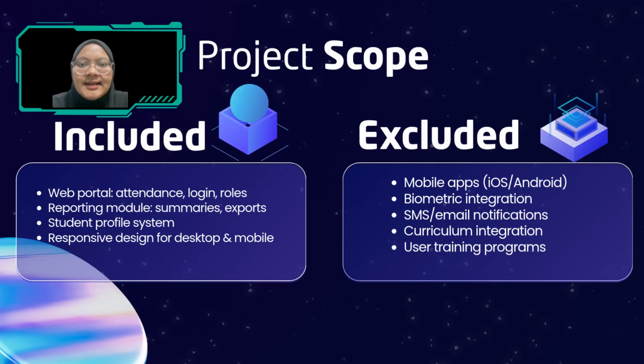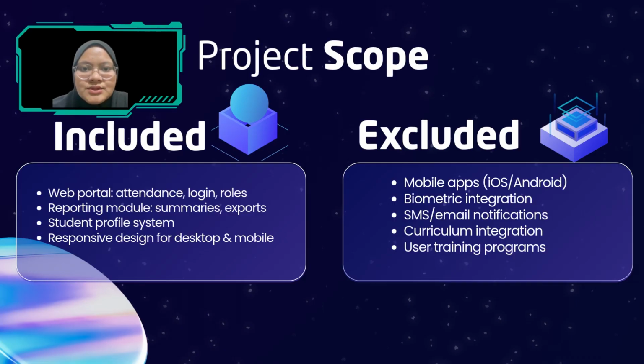Now, let's take a look at the scope of our project, what's included and what's not. Under the include scope, we have the development of a web portal that supports key features like attendance tracking, login, and user roles. We are also including a reporting module which allows for summaries and data export to help with performance monitoring. A student profile system will be set up to centralize user data. Lastly, we will ensure a responsive design that works seamlessly across both desktop and mobile browsers.